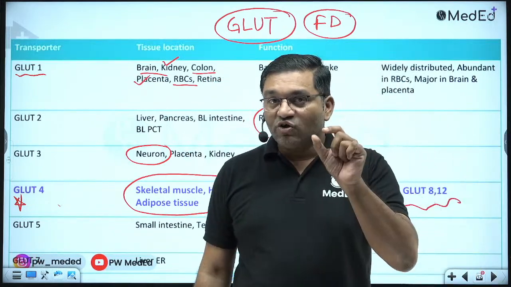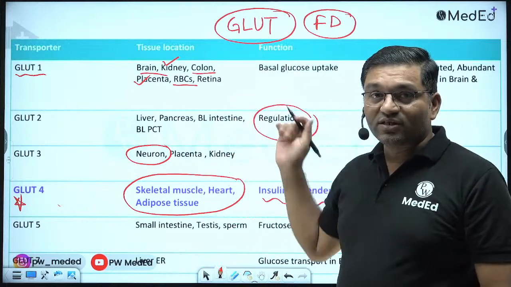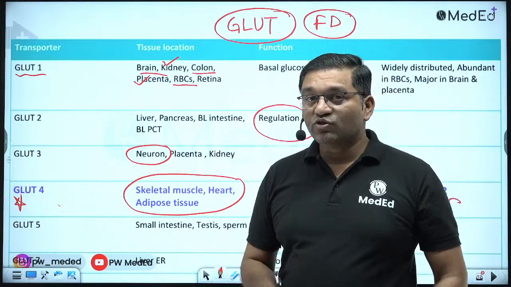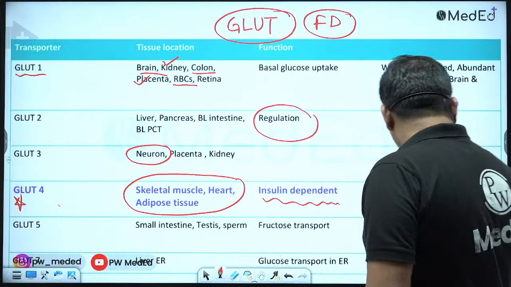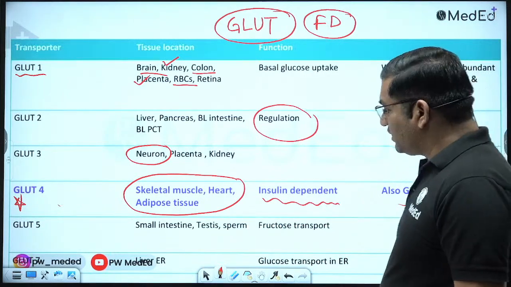These are the types of facilitated diffusion. Remember this. It is carrier mediated transport. What do you mean by carrier mediated transport? Just wait.